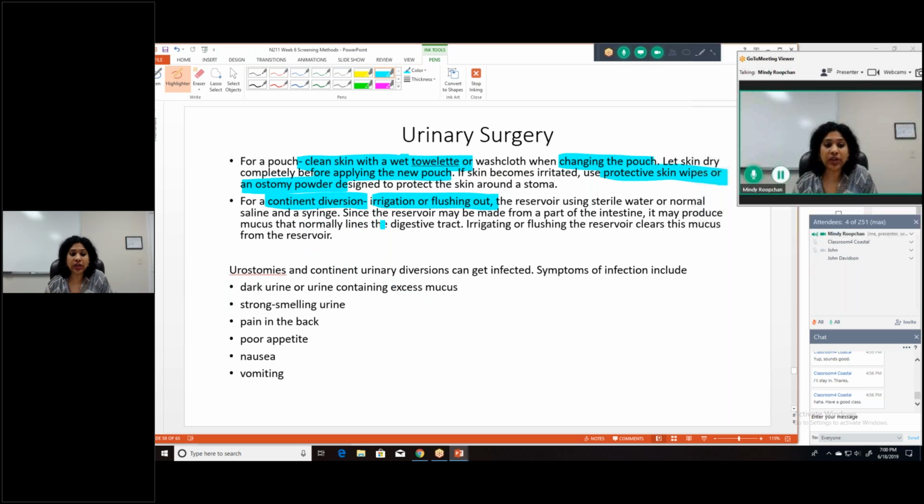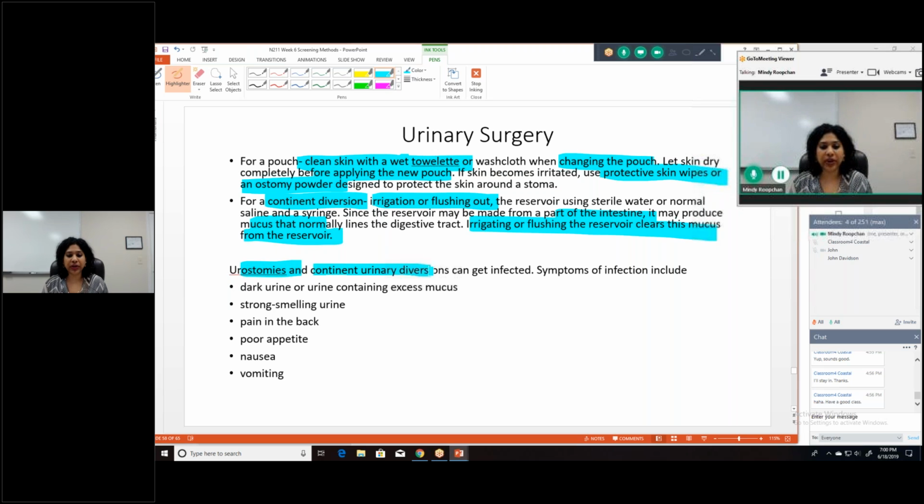For a continent diversion, you're going to irrigate or flush out the reservoir using sterile water or normal saline and a syringe. Since the reservoir is made from a part of the intestine, it might produce mucus, but that is normal because it's part of the digestive tract. So irrigating or flushing the reservoir will clear the mucus from the reservoir.